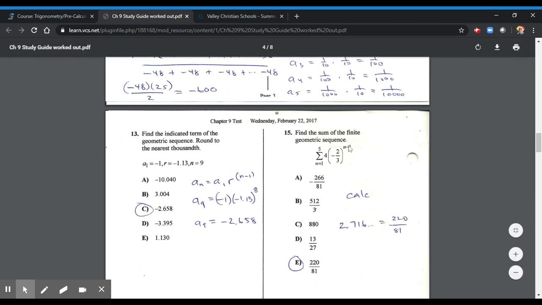Find the sum of the finite geometric sequence. We could do this a number of ways. We could plug it into our formula, or we could plug it into our calculator, or we could just simply add them all up individually. But I think the easiest way is just to do it on our calculators, which turns out to be 2.716 something something something. And if I figure out what the fractional value is, it's 220 divided by 81.